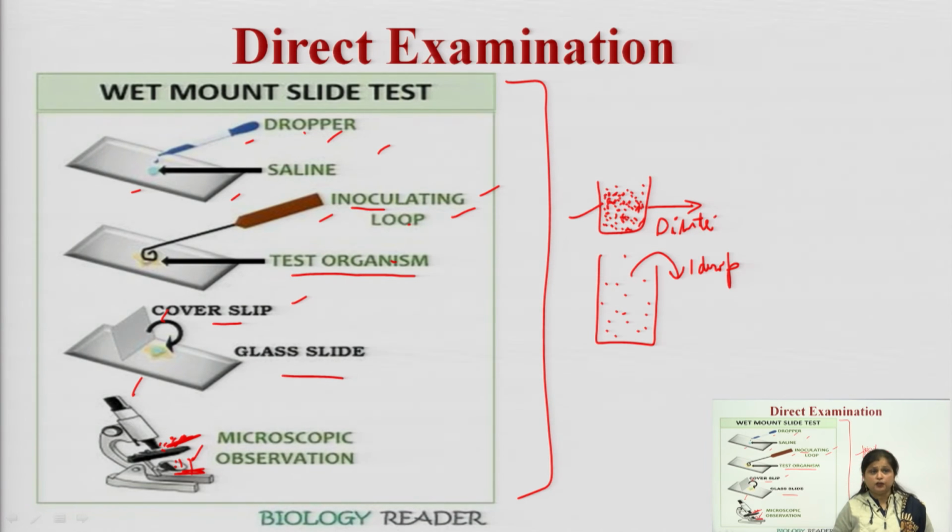After it has cooled, we will put that inoculating loop into the culture which we have diluted, and from the diluted culture we will take one drop with the help of the inoculating loop and transfer it onto the slide. Once you have transferred that drop onto the slide, you have to spread it, because a club of microorganisms, a club of that species, can't be seen. We have to spread that sample onto the slide.